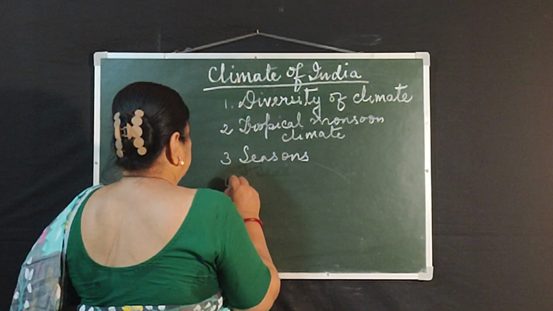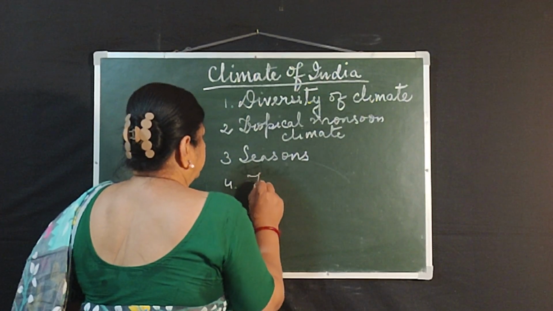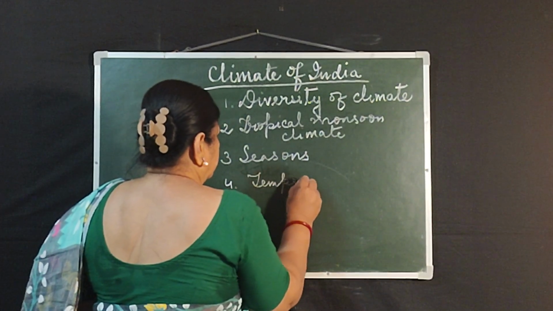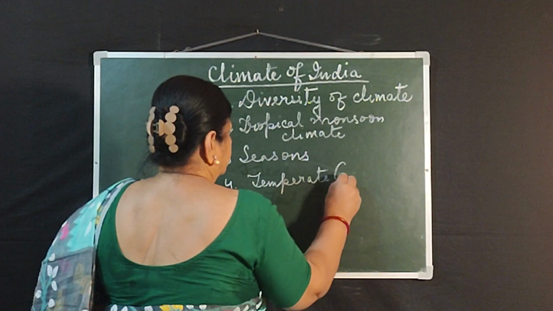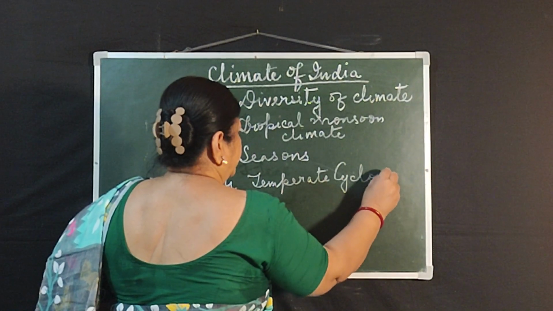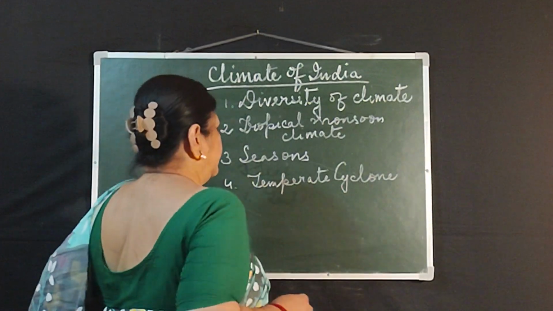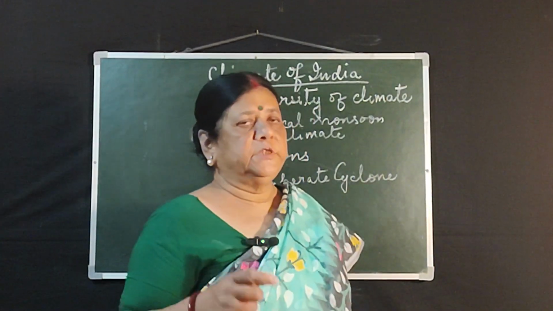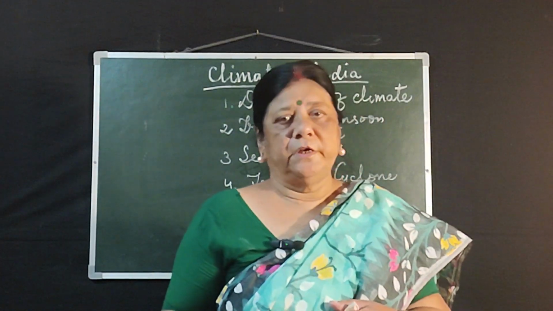Fourth point is the development of temperate cyclones. I will explain to you in detail when I explain the cold season. Now only this much you should know, that in winter season, at the end, that means January, February, there are temperate cyclones developing. They enter India from the northwest. They bring moderate to heavy rainfall in the northwestern states.